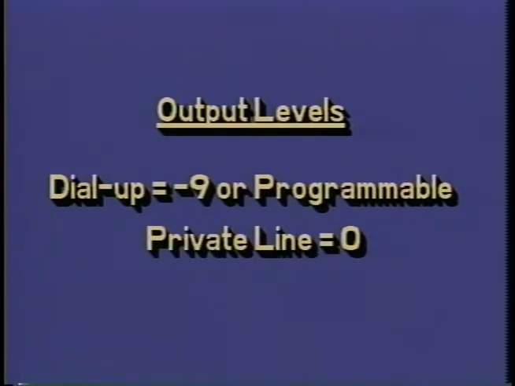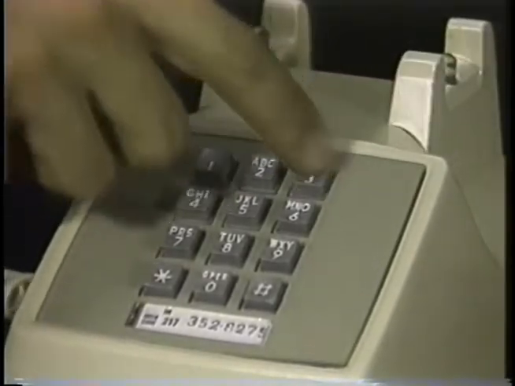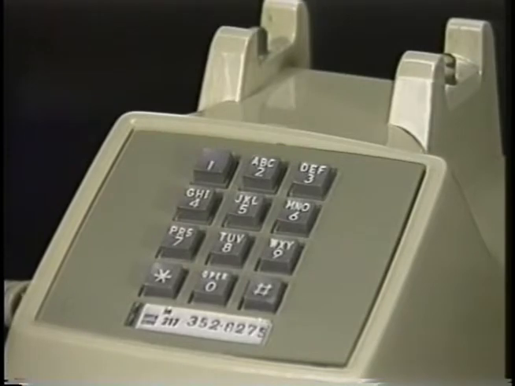An output level of -9 decibels is typical for direct connect dial operation. With programmable output available on some modems, the phone company regulates the level in the jack connection. For the private line or direct connect options, direct connect is used for dial-up communications. The private line option is obviously used for private dedicated lines, whether they're point-to-point or multi-point.